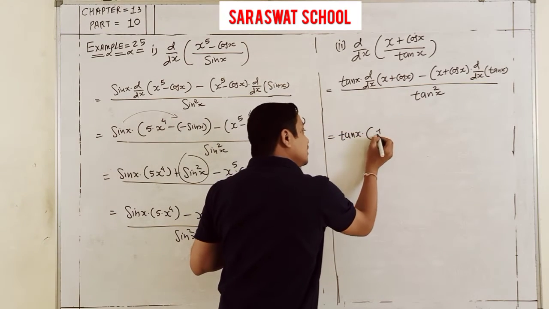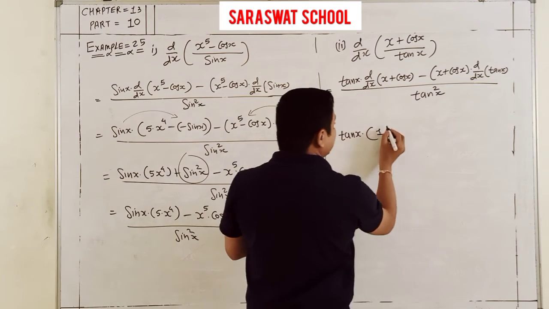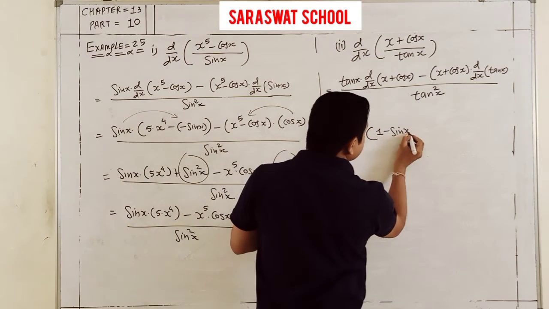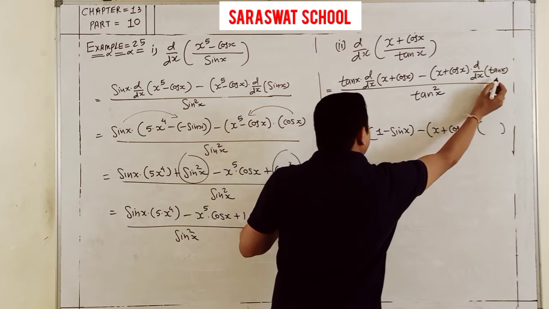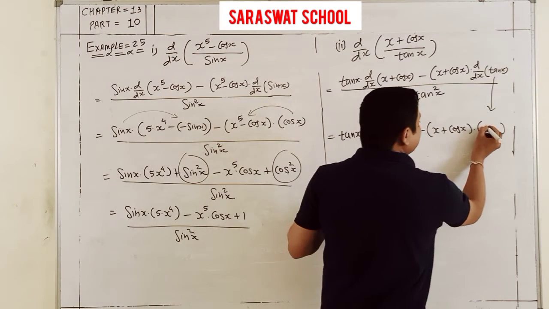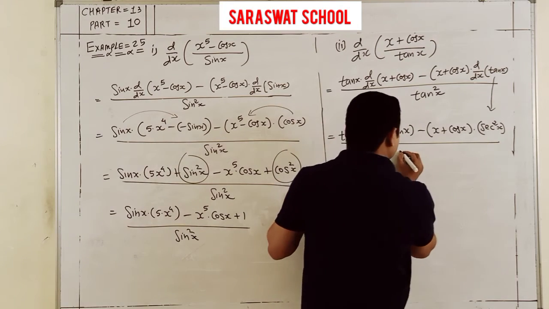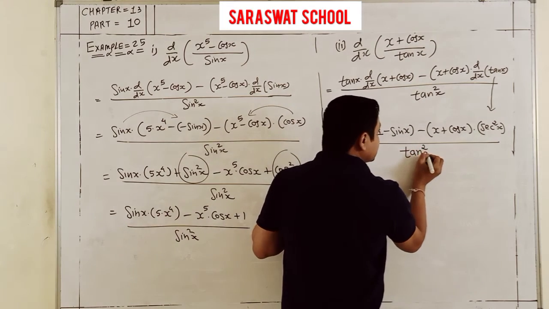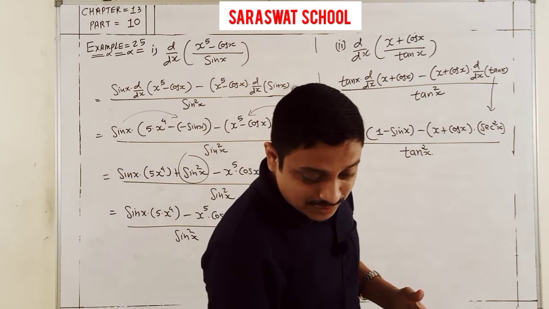The derivative of x is 1, but the derivative of cos x is minus sin x, this much same. Now students, the derivative of tan, you also know, is sec square x, and upon also same as tan square x, and that much is over for our miscellaneous example 25.